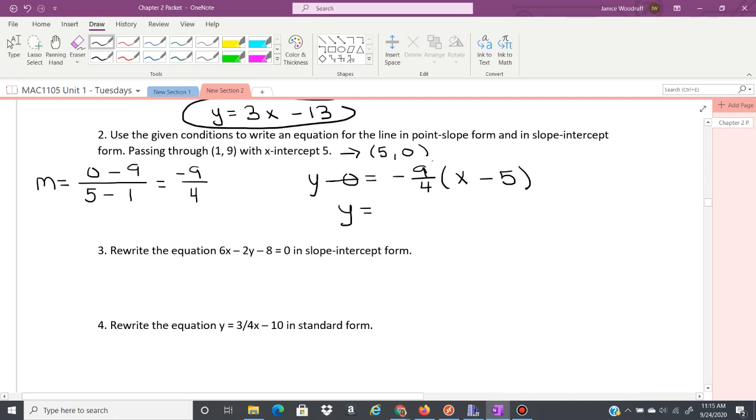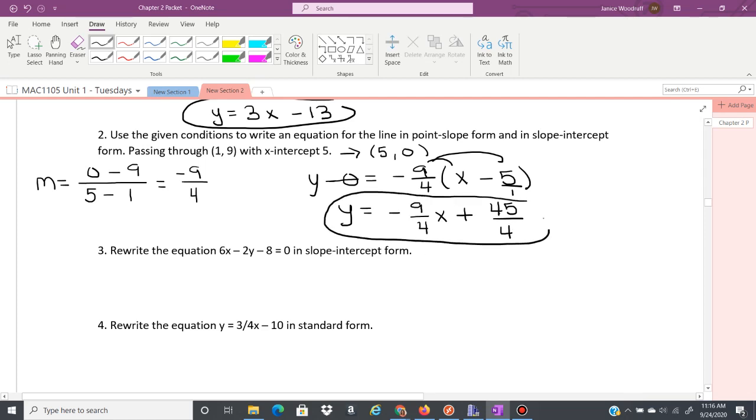equals, and then I'm going to distribute the negative 9 fourths. Negative 9 fourths times x will give me a negative 9 fourths x, and then negative 9 fourths times negative 5, I would multiply negative 9 times negative 5, which would give me a positive 45, and then my denominator there would be 4 times 1, so 4. So my equation in slope intercept form is y equals negative 9 over 4 x plus 45 over 4.